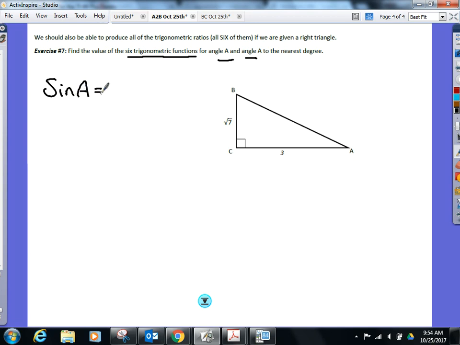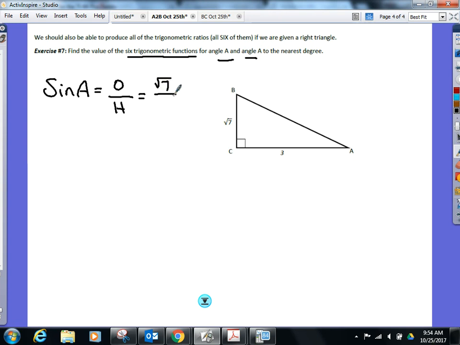It's not a big deal. What's sine? We're at a right triangle. What's sine equal to? Opposite over. Oh boy. Somebody better learn how to spell SOHCAHTOA. Opposite over hypotenuse, yes. And we're going from angle A, so it's going to be opposite radical 7 over hypotenuse.